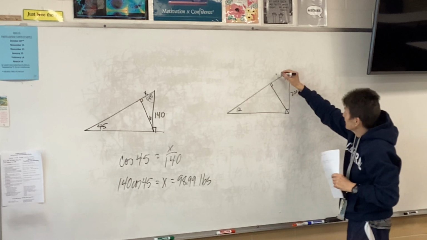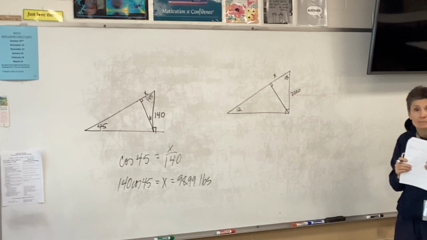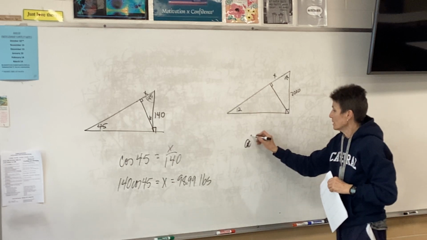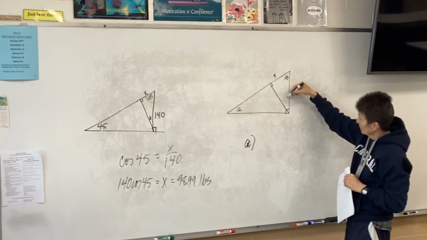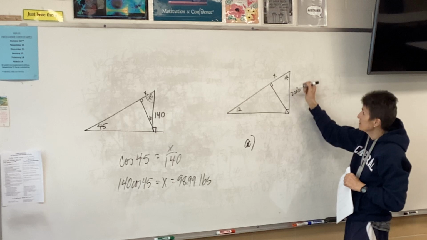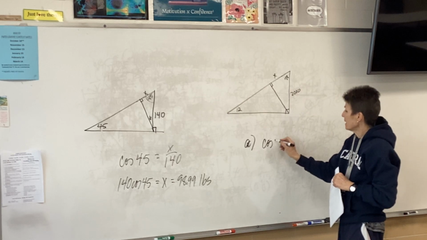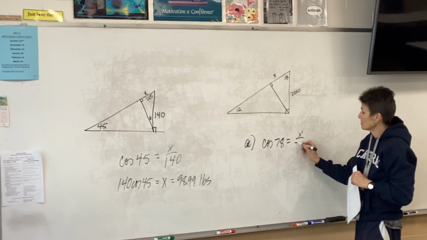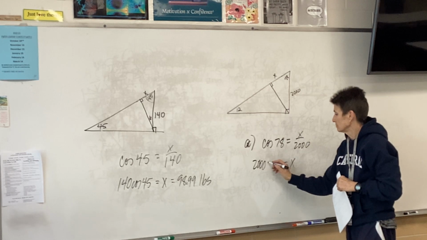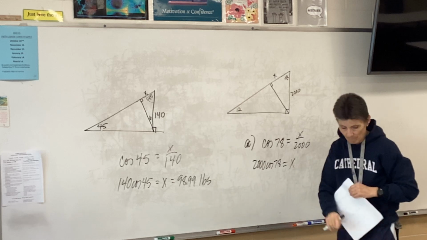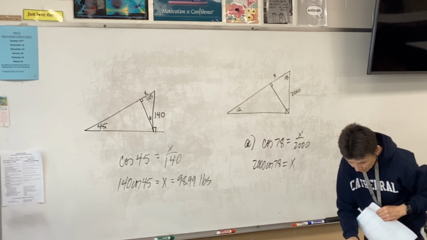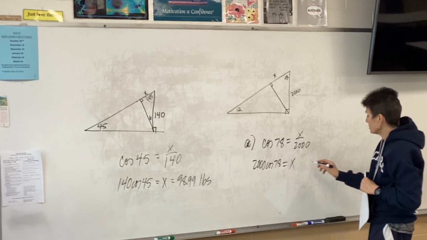And I want to find this. So this is question A. For question A, we're going to look at this little right triangle right here. We're going to figure out what that force is. So cosine 78 equals x over 2,000. So x is 15.82 pounds.